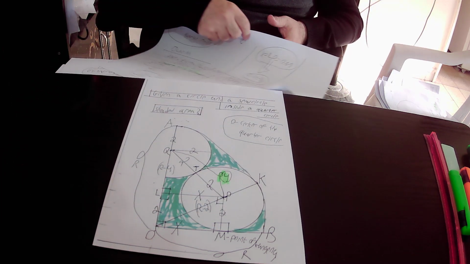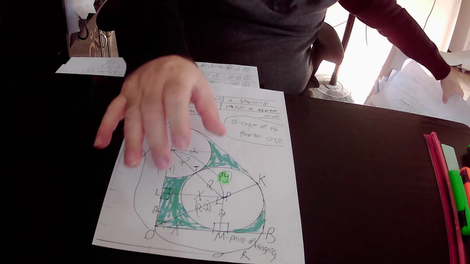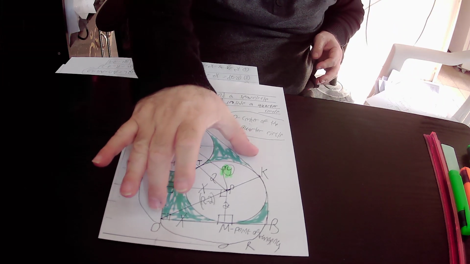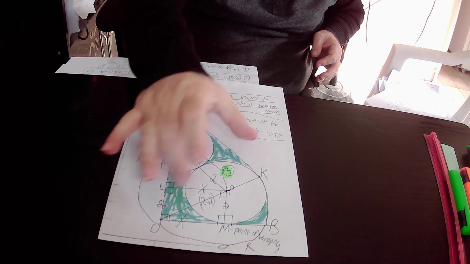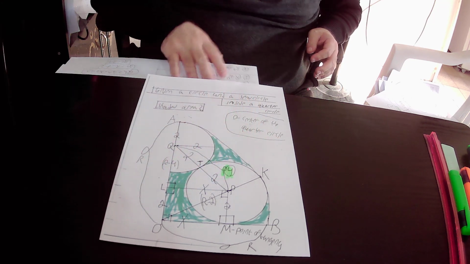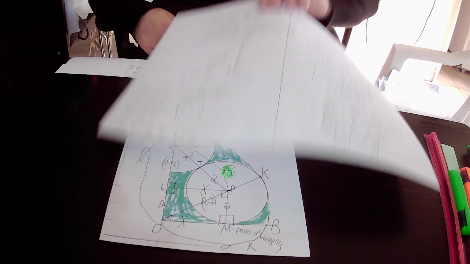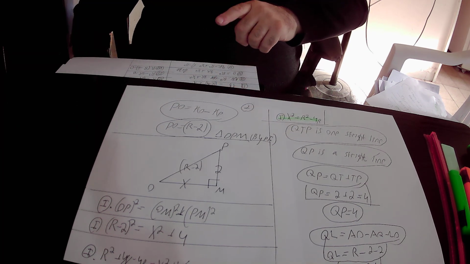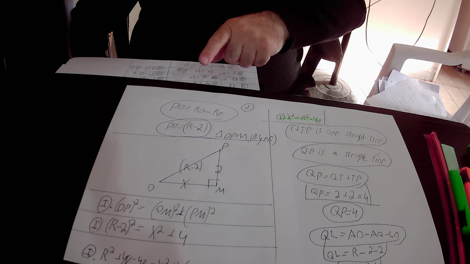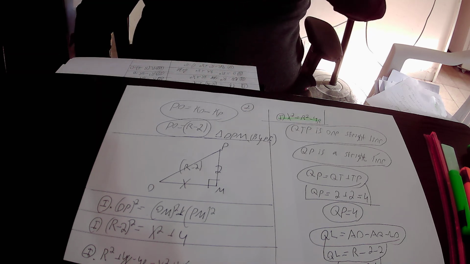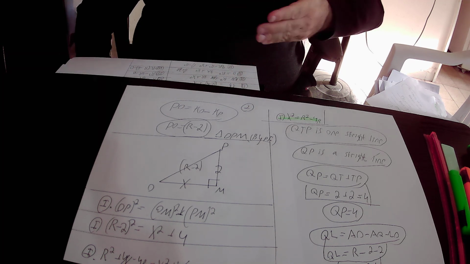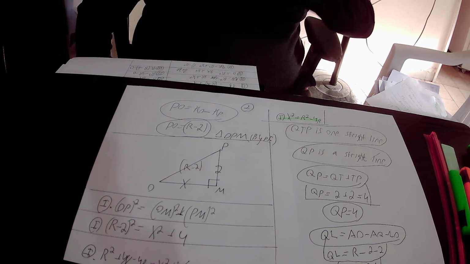And what is the length of line segment PO? The length of line segment PO equals KO minus KP. I repeat, PO equals KO minus KP. We have already found that KO equals capital R, and PK or KP equals 2, therefore PO equals capital R minus 2.